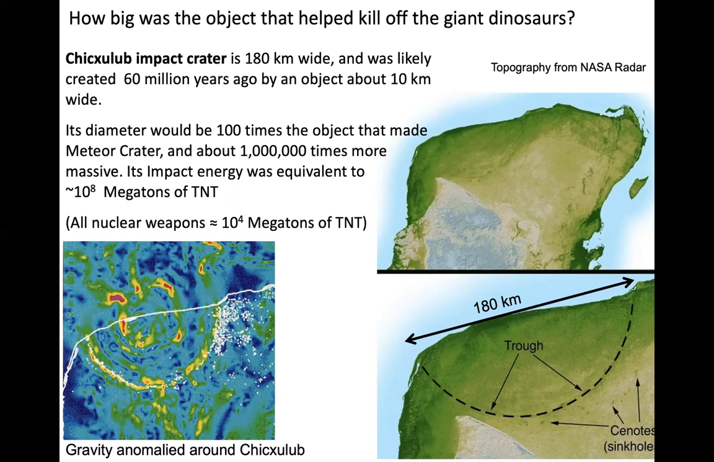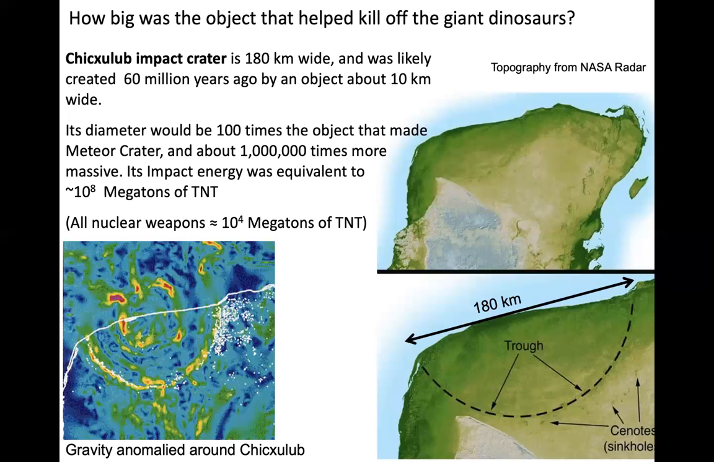So about 100 times bigger than the object that produced Meteor Crater. The thing is, realize mass goes like 100 times 100 times 100. Mass goes like volume, not like diameter. So there was 1,000,000 times more energy in this event. This is why this event affected life on Earth to a significant degree.